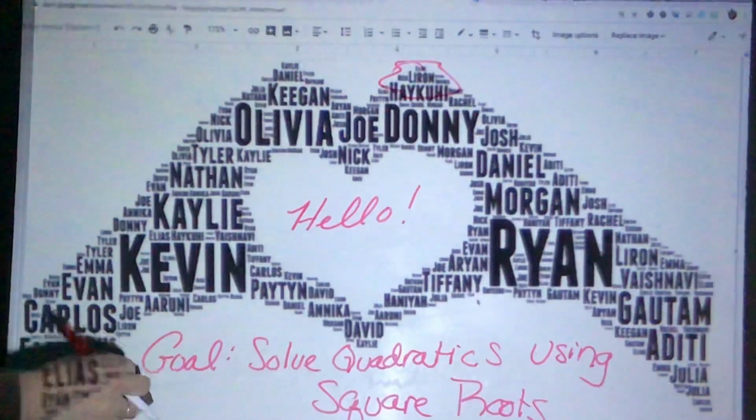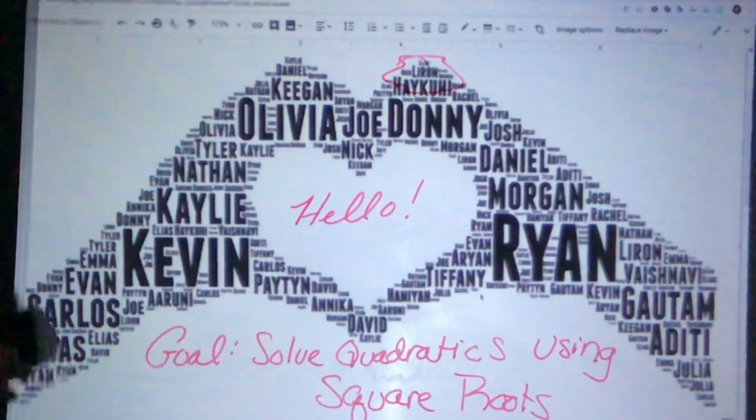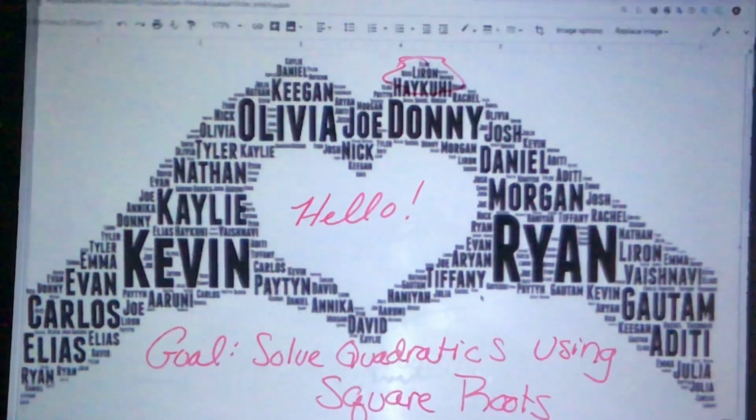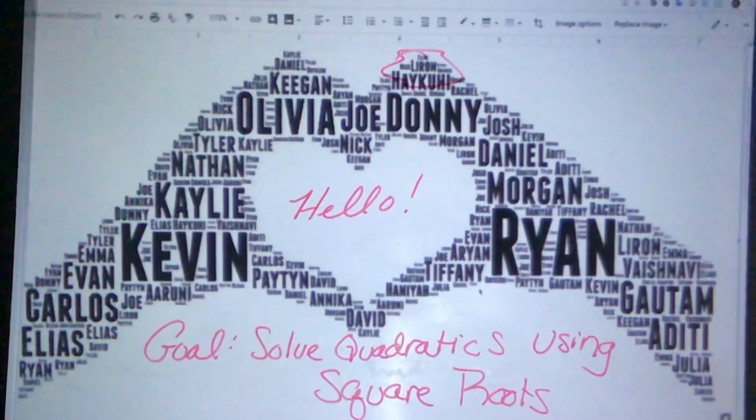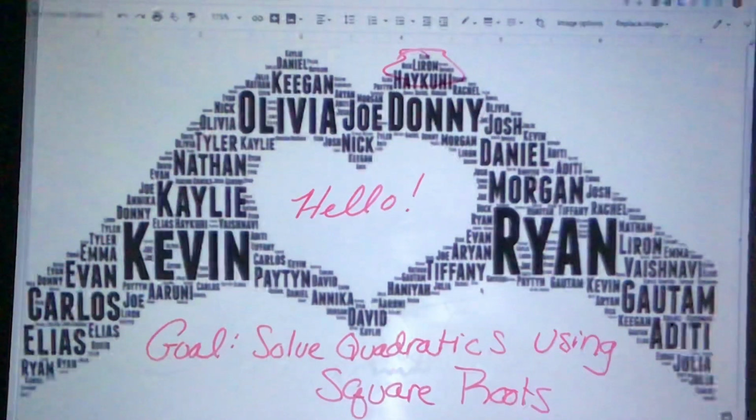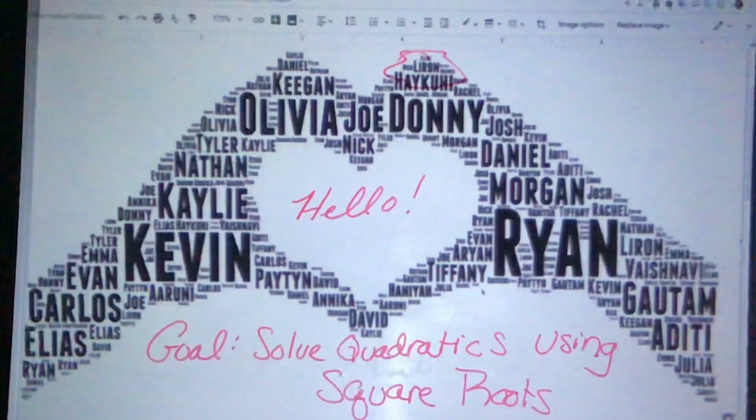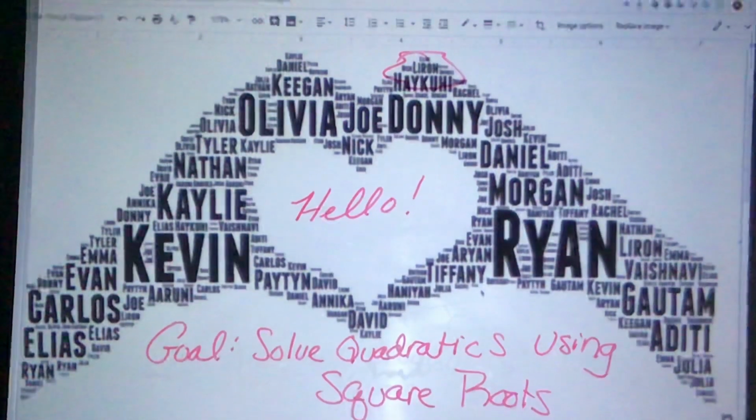Today's goal is that we can solve quadratics using square roots. Yesterday you looked at solving quadratics by graphing, which is not a very efficient method of doing it because if your parabola is not perfect, you can't tell where it's crossing the x-axis. And that's what we're looking for when we solve it. We're looking to see where the parabola would cross the x-axis.